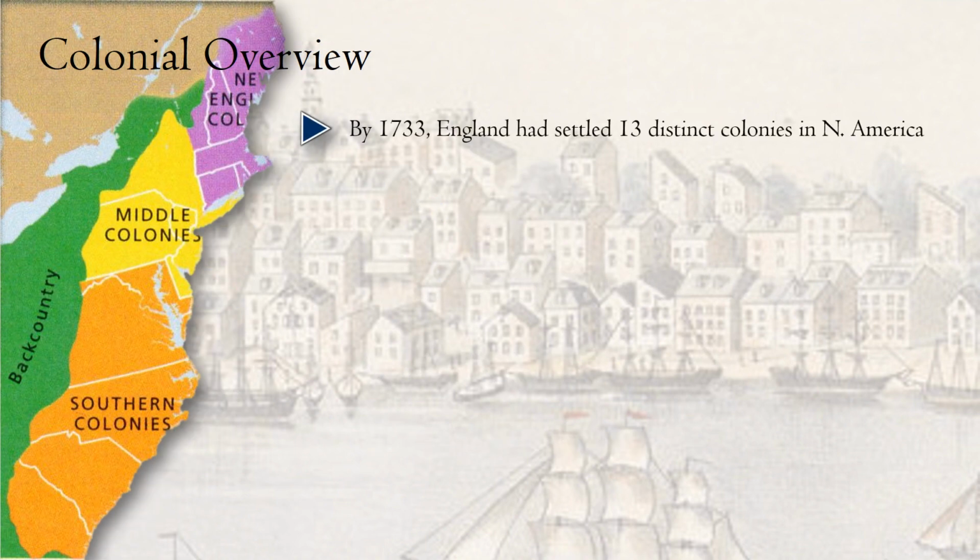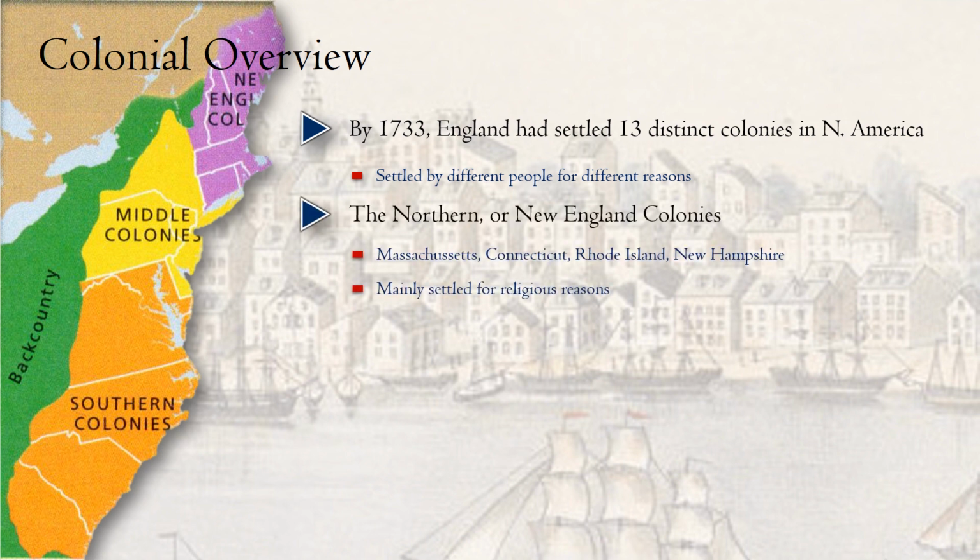Well, if you look at a map, by 1733, England had settled 13 distinct colonies in North America. Now, these were not all settled by the same type of people. They were settled by different folks for different reasons, ranging from economic prosperity to religious freedom to just wanting to start a better life somewhere else.